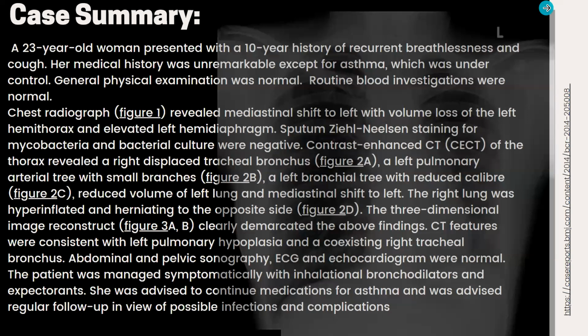Okay, I know you guys can read, but for pronunciation purposes, I'm going to go ahead and read this out loud. A 23-year-old woman presented with a 10-year history of recurrent breathlessness and cough. Her medical history was unremarkable except for asthma, which was under control. General physical examination was normal. Routine blood investigations were normal.